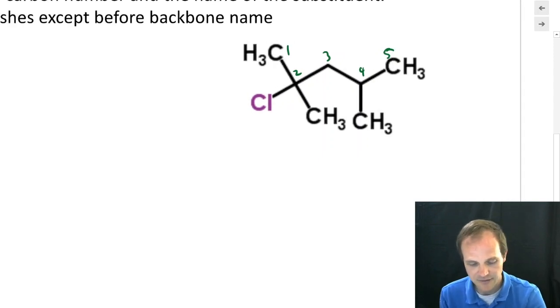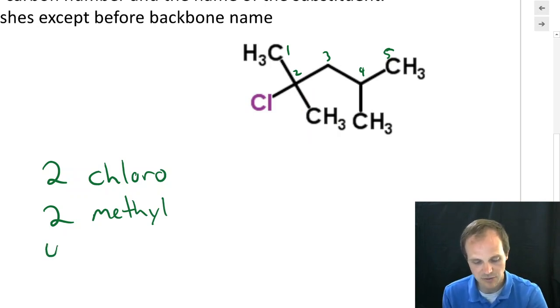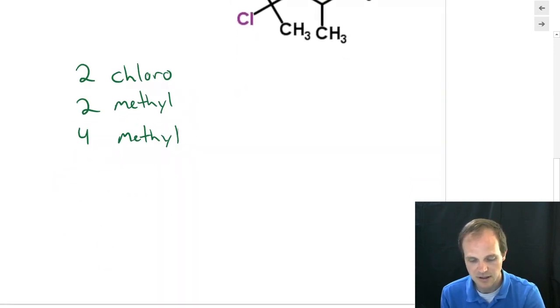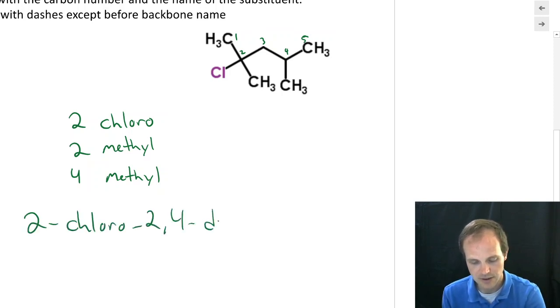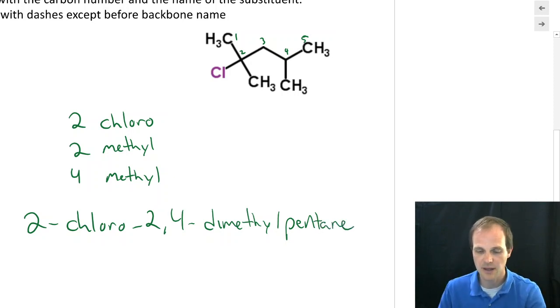And so I've got a pentane, nothing on number 1. On number 2, I've got a chloro. On number 2, I've also got a methyl. I'll circle that guy here. On number 3, there's nothing. On number 4, there's a methyl. And when I put those all together, I get 2 chloro, 2, 4 dimethyl, and then 5 was pentane. So I get 2 chloro, 2, 4 dimethyl pentane.